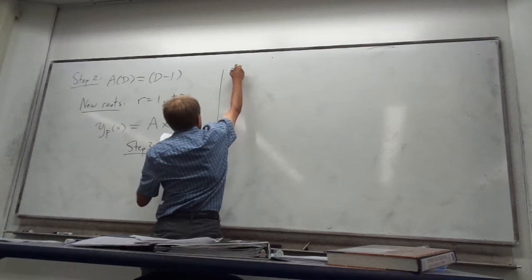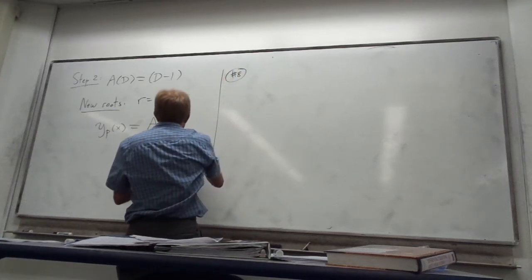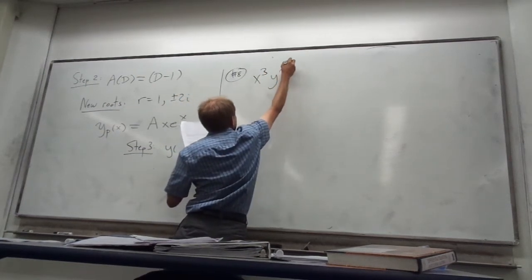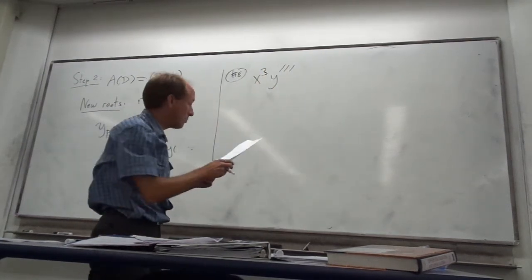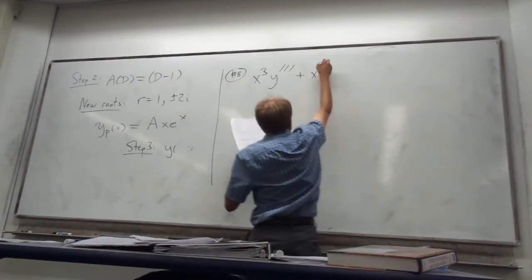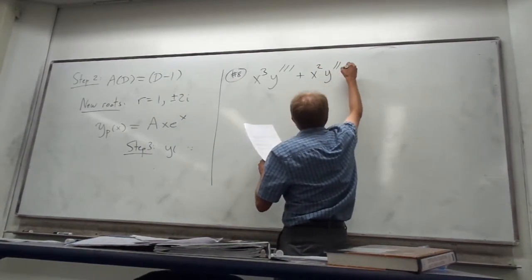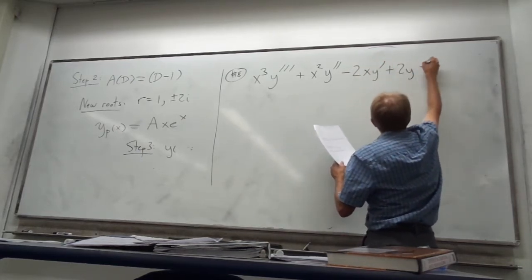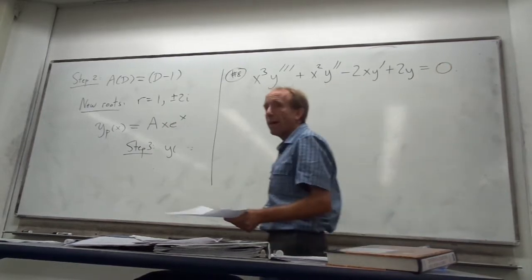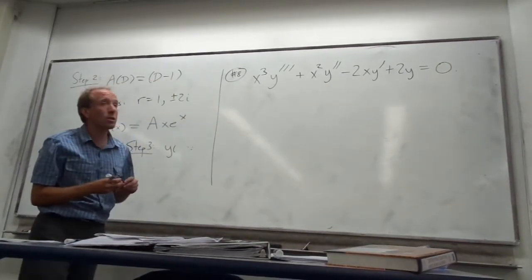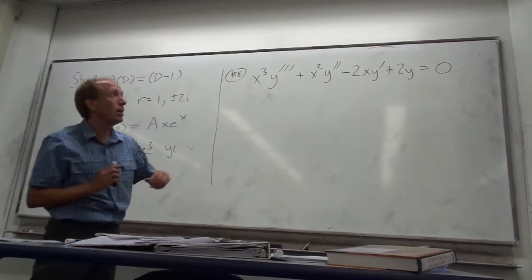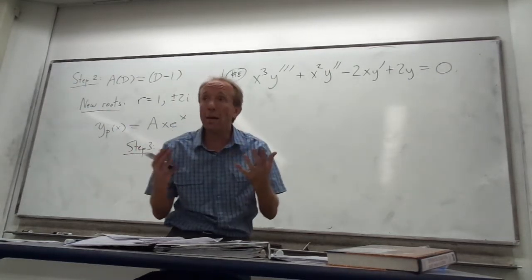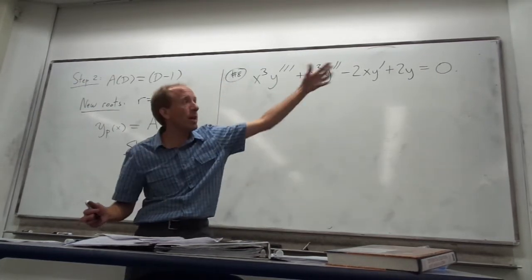So let's look at number 8. They give you a differential equation. I'm going to write this down first. The differential equation is x cubed times y triple prime plus x squared times y double prime minus 2x times y prime plus 2y equals 0. So they're giving you that equation. Now that is not a constant coefficient differential equation. In other words, in front of the derivatives, I don't just have numbers. If I just had numbers, then I would write down the auxiliary equation, find my roots, just like that problem.